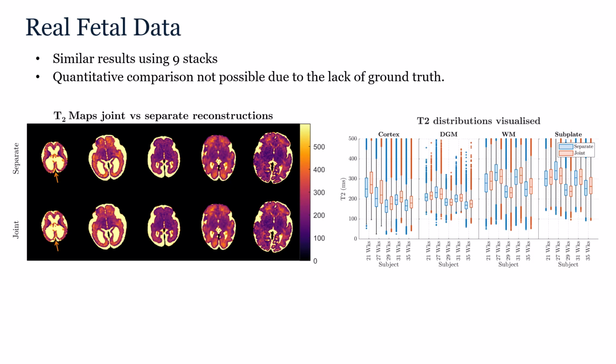Here you can see examples of joint and separate reconstruction on real fetal data with 9 stacks. Results are quite similar but not identical. We are not able to measure improvement due to lack of ground truth T2 maps for fetal brain data.